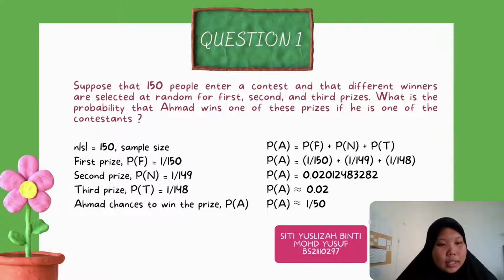So I let PA be Ahmad's chance to win a prize. In order to get PA, we need to add all the probabilities, which are PF, PN and PT. When we add all the probabilities, we get 0.02012483. So we simplify it, we get 0.02 or 1/50. So 1/50 is the probability that Ahmad wins a prize when he joins the contest.